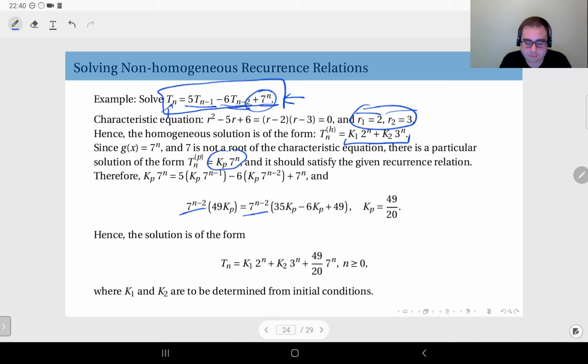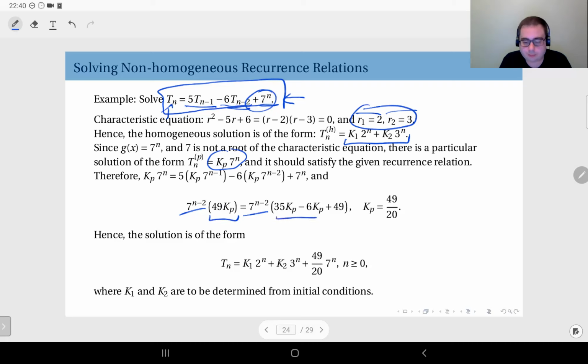What you have is 49 Kp equals 35 Kp minus 6 Kp plus 49, and simply solve this to obtain Kp as 49 over 20. Therefore, the solution is of the form, this here is the homogeneous part, and this here is the particular solution.